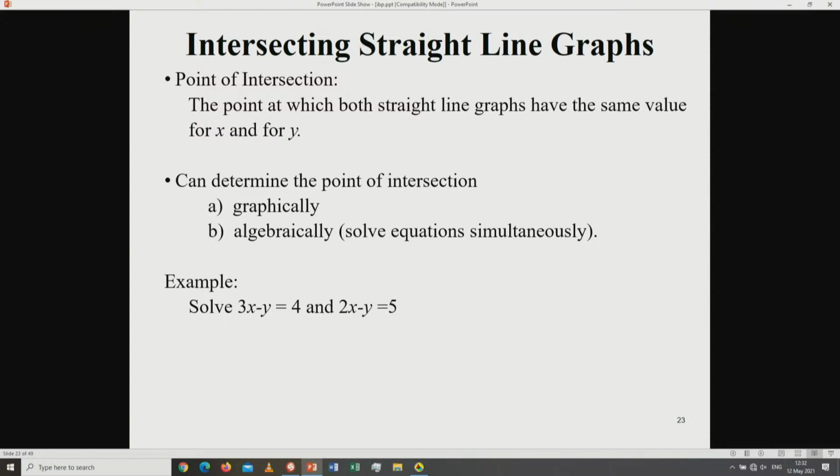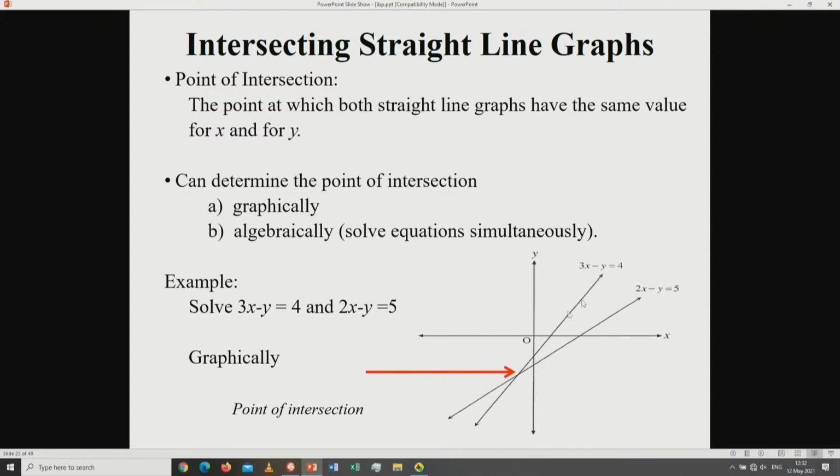This is an example. We've got: solve 3x minus y is equal to 4 and 2x minus y is equal to 5. Okay, graphically you can just read it here. If I see, okay, this one is x is minus 1, and then y also on that side. Yes, that is how you read. You read it on the sketch. What is x here? What is y on this side? That will be the point of intersection.